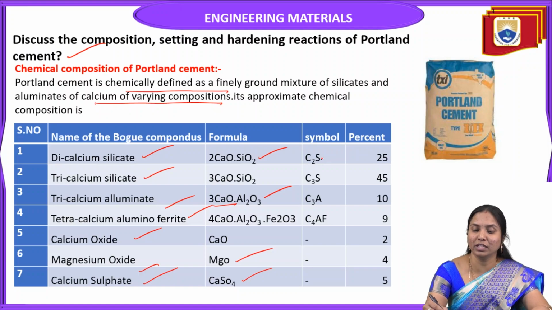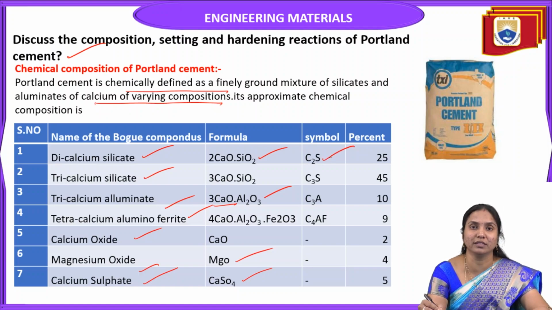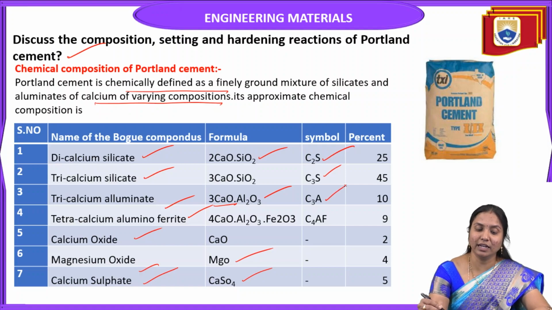Here, dicalcium silicate symbol is C2S and tricalcium silicate symbol is C3S. Tricalcium aluminate is C3A and tetracalcium aluminoferrite is C4AF. These shortcut symbols are used to write the reactions, so they are important. Next, how much percentage of these compounds is used in the preparation of Portland cement? What is the composition of all these main components?